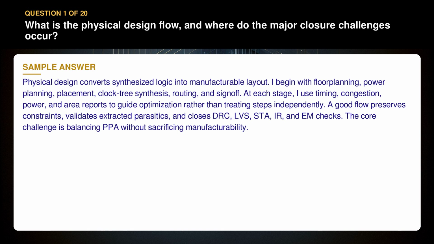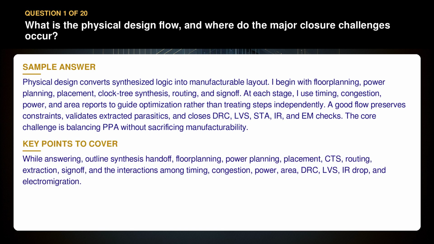A good flow preserves constraints, validates extracted parasitics, and closes DRC, LVS, STA, IR, and EM checks. The core challenge is balancing PPA without sacrificing manufacturability. While answering, outline synthesis handoff, floor planning, power planning, placement, CTS, routing, extraction, sign-off, and the interactions among timing, congestion, power, area, DRC, LVS, IR drop, and electromigration.